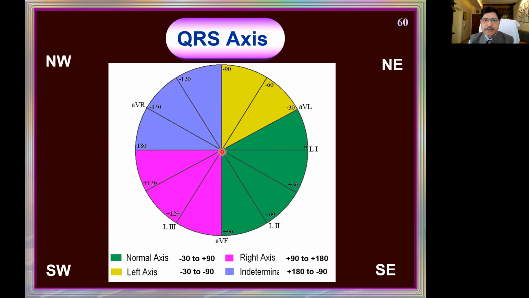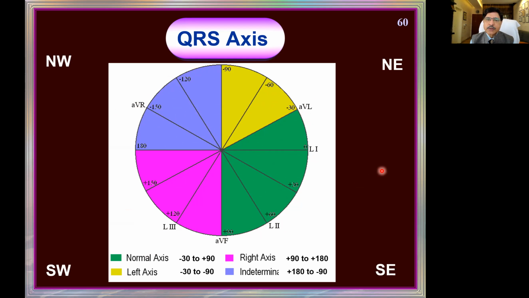And this lead is the horizontal lead L1, this is the vertical lead AVF, this is the left-sided foot positive lead L2, this is the foot positive lead L3, and AVL of course is always positive on this side. AVR, the positivity is here, and that is the 30 degrees. So this we have already understood.